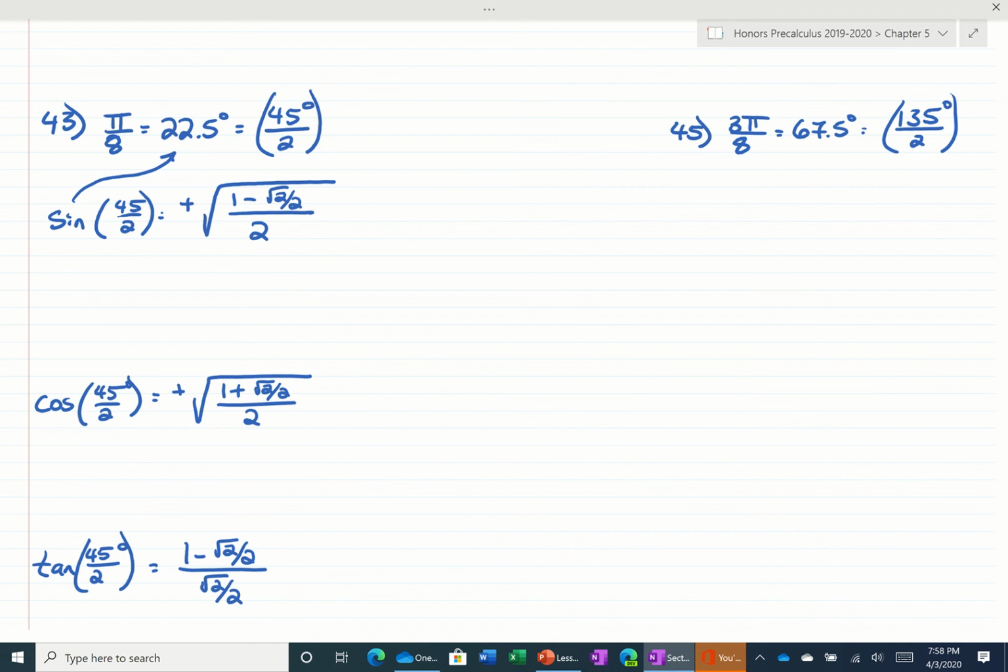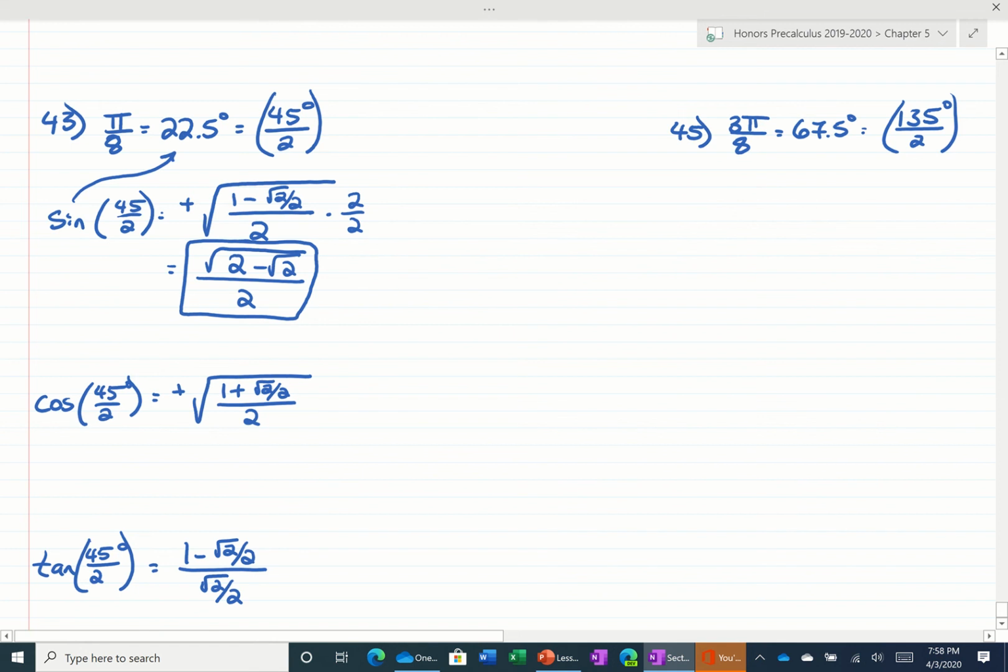Okay, so I think what I'm going to do here is I can multiply the top and bottom by 2, or what I could do is I could take the whole top and multiply by 1 over 2. It doesn't matter how you choose to do this. I'm just going to multiply top and bottom by 2 here, which gives us the square root of 2 minus root 2 over the square root of 4. That would be the answer for sine. Over here, I'm going to multiply by 2 over 2, which gives us the square root of 2 plus root 2 all over the square root of 4.